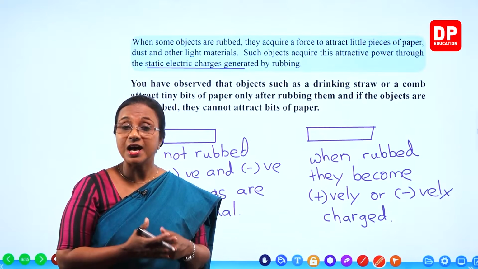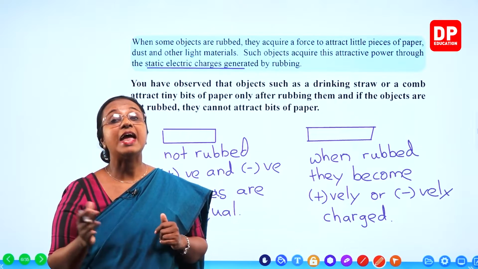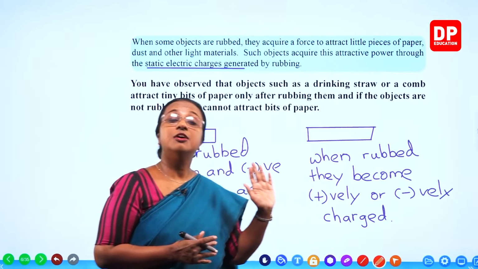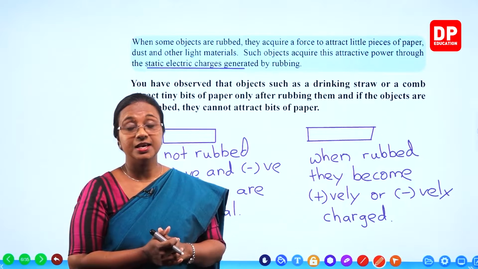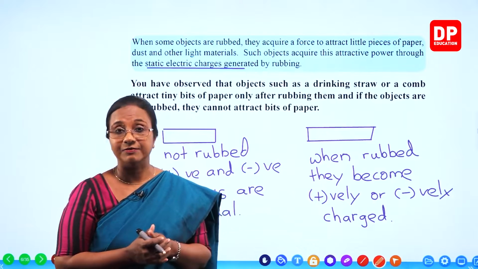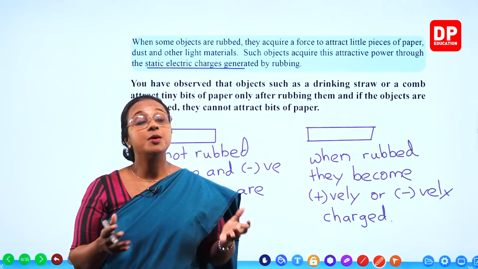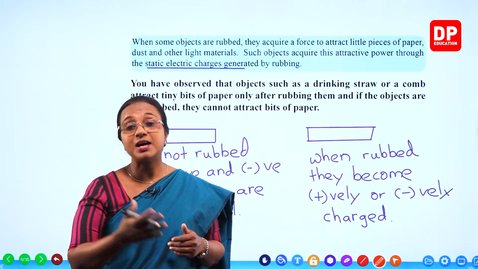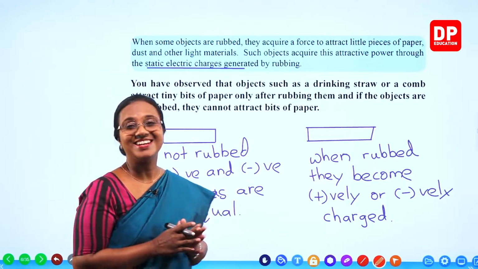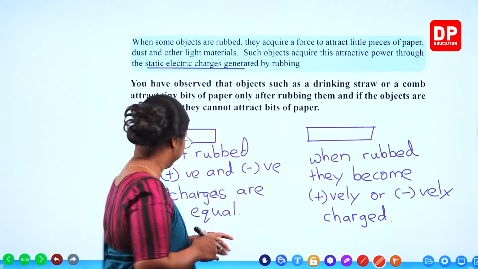Why? Because atoms are electrically neutral. They have an equal number of negatively charged electrons and positively charged protons. But when rubbed, these electrons flow from one material to the other. Because of that, the object becomes either positively charged or negatively charged. Like we discussed before, the straw becomes positively charged, whereas the plastic comb becomes negatively charged. I'm sure you all can understand this concept clearly. So then we'll move on to the next slide.